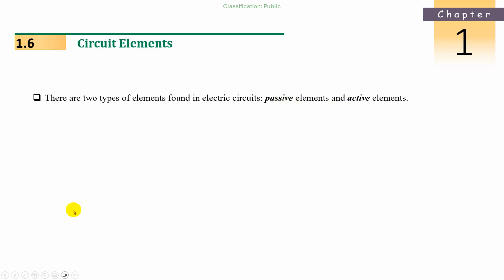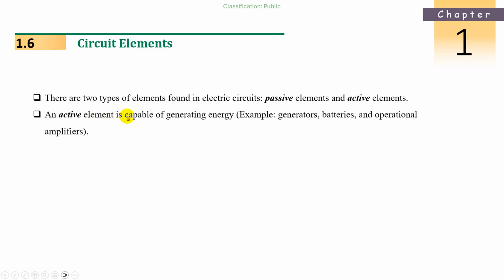Active means which can give the power, like voltage or current, or which has the potential in it to supply the power. An active element is capable of generating energy. So what I told you, it can generate energy by its own. Maybe it is something like a generator, where it must come from a rotating part, or it must come from nuclear fission.